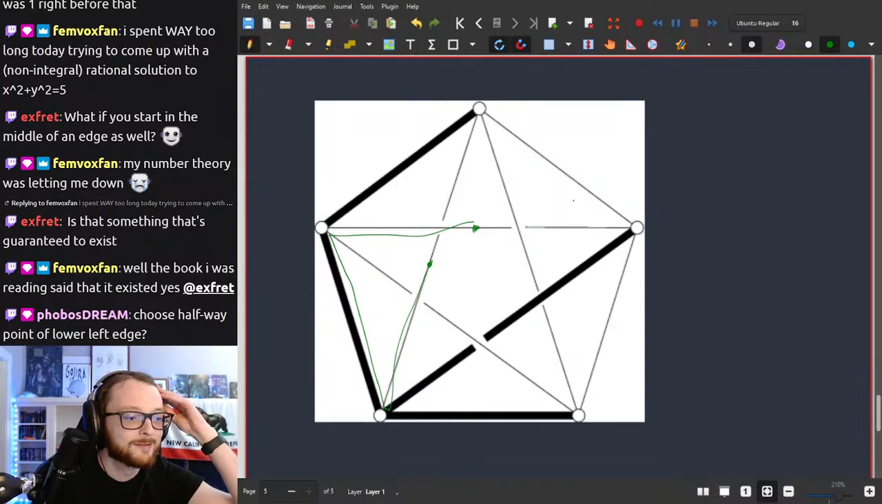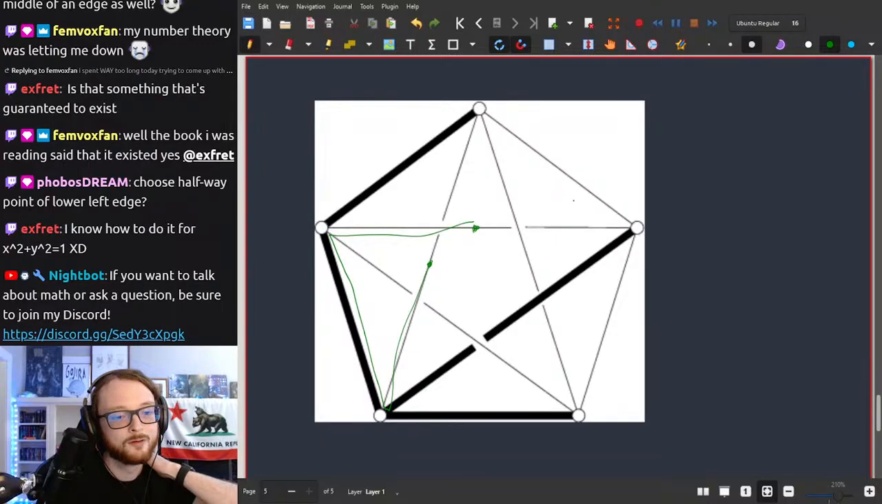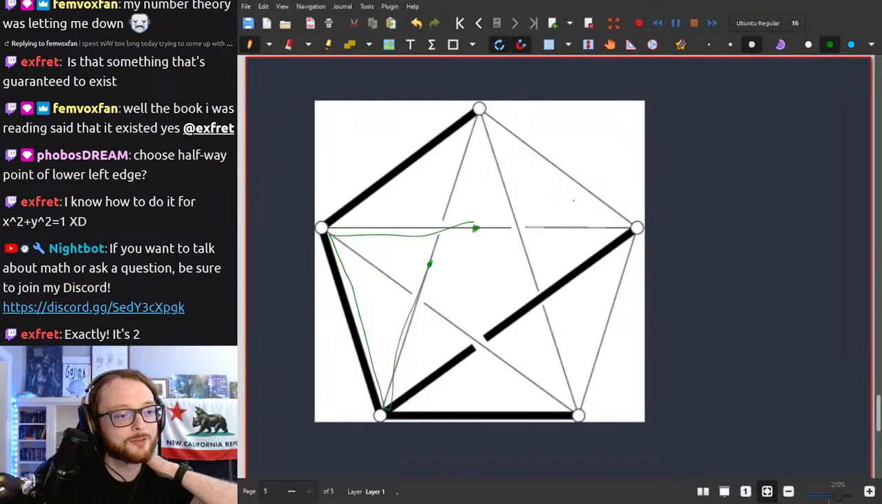Okay. Halfway point of lower left edge. Oh, and that would accomplish the same thing, Phobos. Yeah, I think. Okay, yeah, okay. Length 2 is the longest we can get, I think.